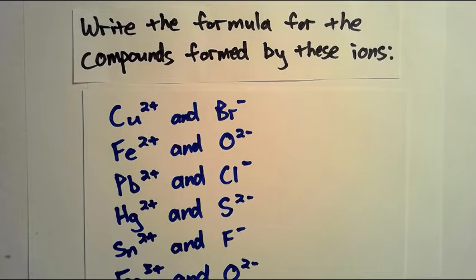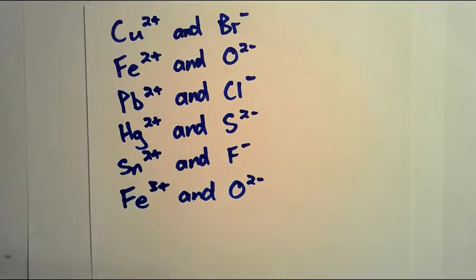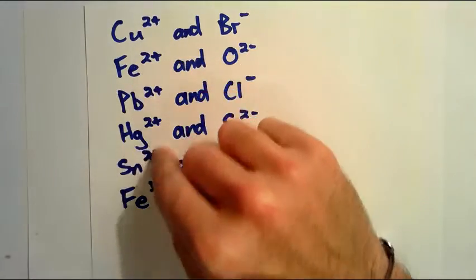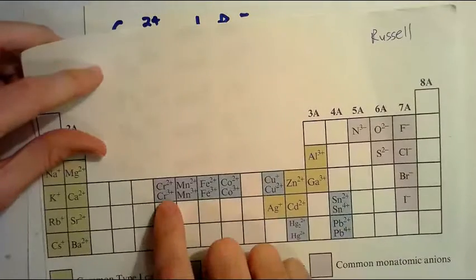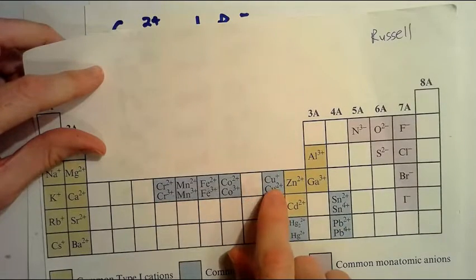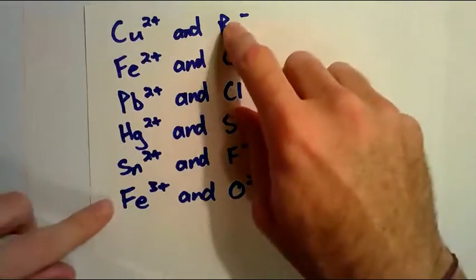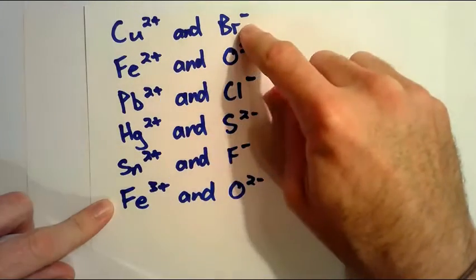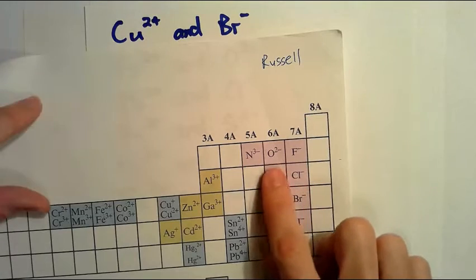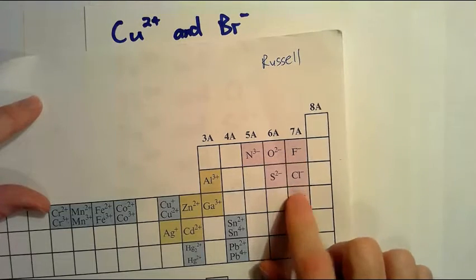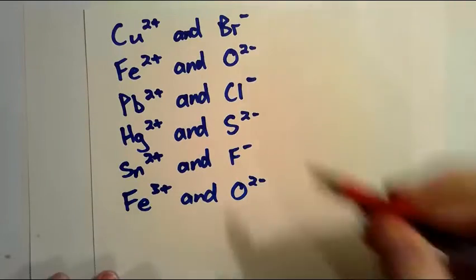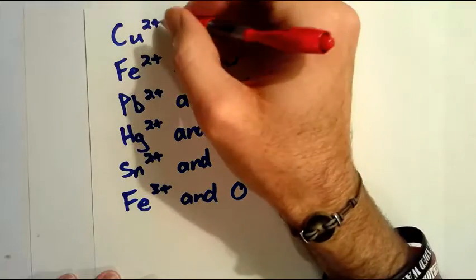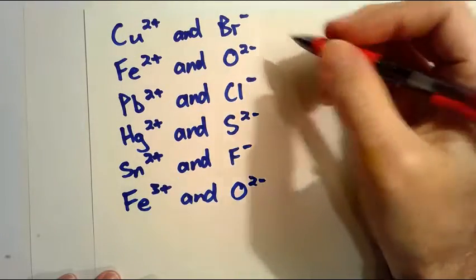I want to write the formula for the compounds formed by these ions. I notice that all of these cations are transition metals, part of the blue squares here. They can have different oxidation states, but the anions here are all negative charges and they do not have any double oxidation states. They can only be one. So when I pair these together, they can only be one type of possibility, and all I have to do is follow the normal crisscross rule.